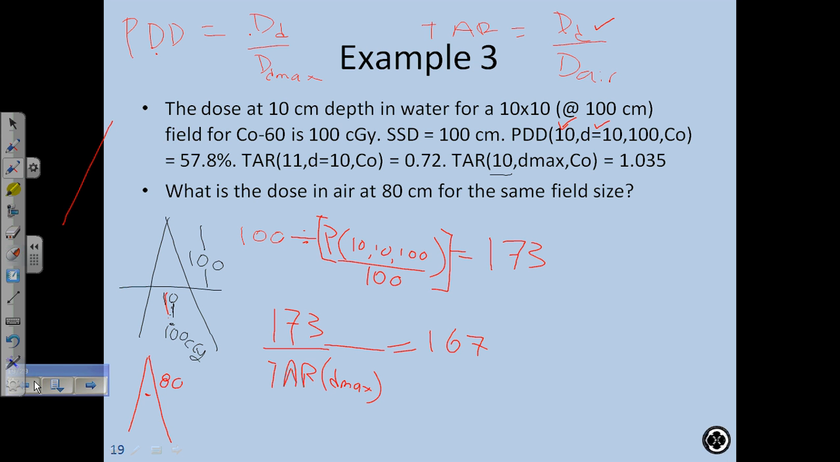Does it make sense that it dropped? Whenever you do a calculation, at every step, say to yourself, does this make sense? Am I expecting a bigger number or a smaller number?